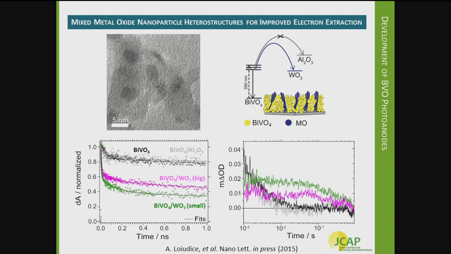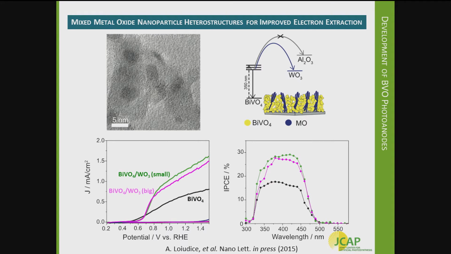reduce recombination within the material. This translates directly into improved performance. We see an approximate doubling of the saturation photocurrent density within these materials. And we believe that this kind of concept can be broadly applied to metal oxide thin film semiconductors in order to overcome some of the intrinsic transport limitations that often plague these materials.